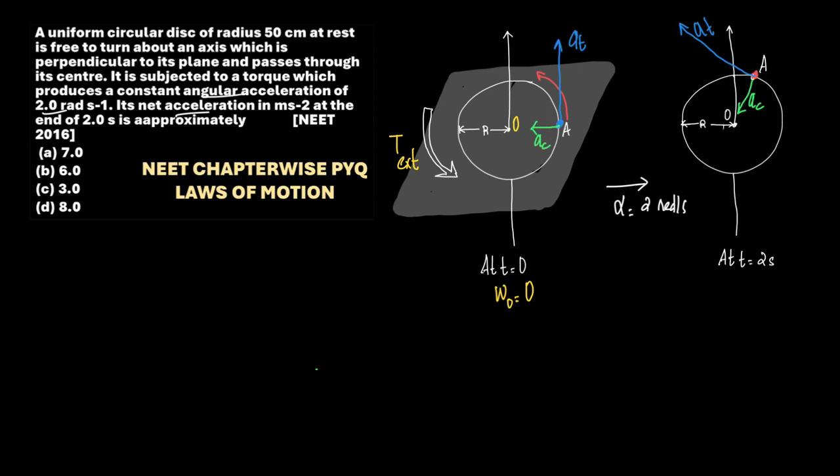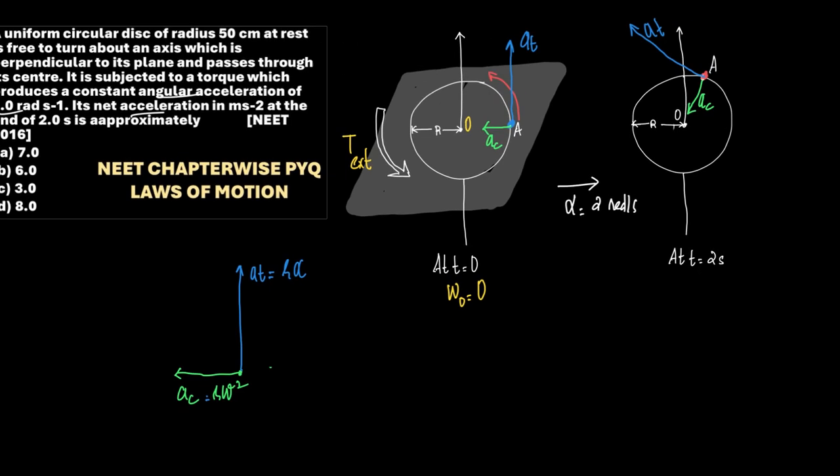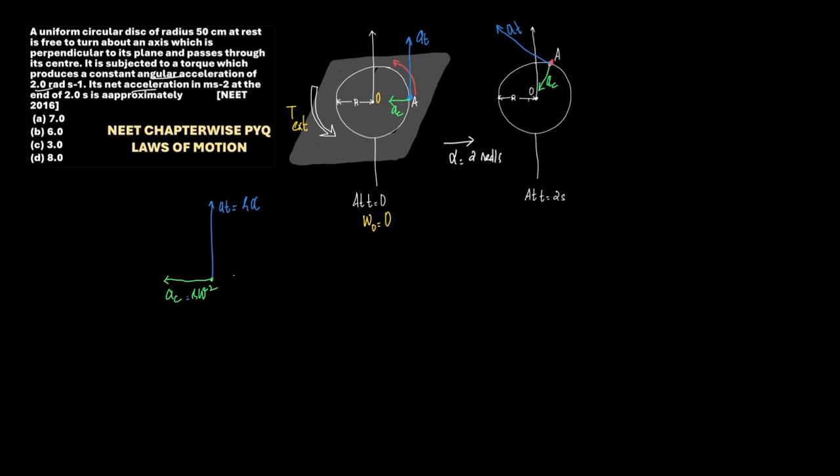So at this point A we have one component of acceleration which is centripetal acceleration AC, and another component which is tangential acceleration AT. And what is the tangential acceleration formula? AT is given by r times alpha, and centripetal acceleration AC is given by r omega square. Now let us find out these 2 values.